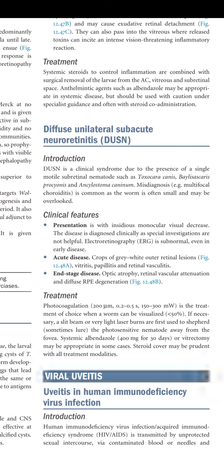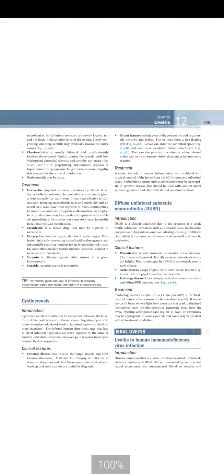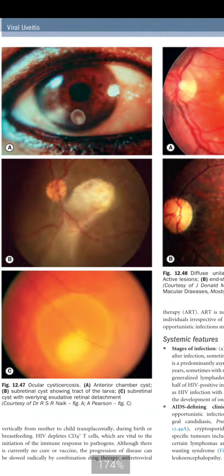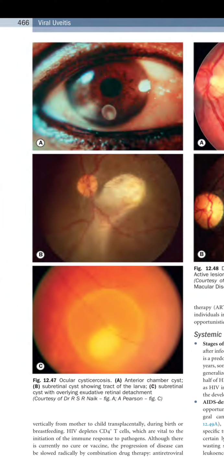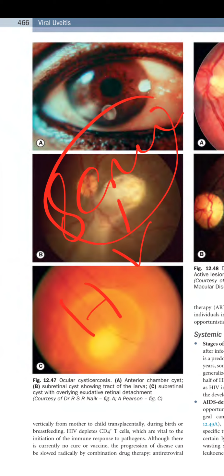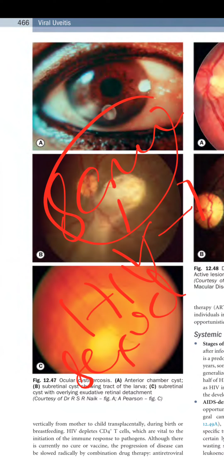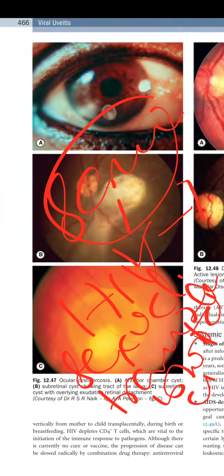Introduction: human immunodeficiency virus infection or acquired immunodeficiency syndrome, AIDS, is transmitted by unprotected sexual intercourse, via contaminated blood or needles, and vertically from mother to child transplacentally, during birth or breastfeeding. So majorly the serum and the blood are the route of transmission of HIV infection to the other person, especially through sexual intercourse, transplacentally, through blood needle pricks during birth or breastfeeding.